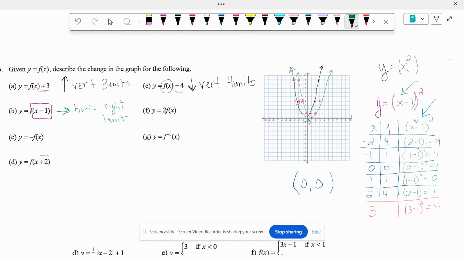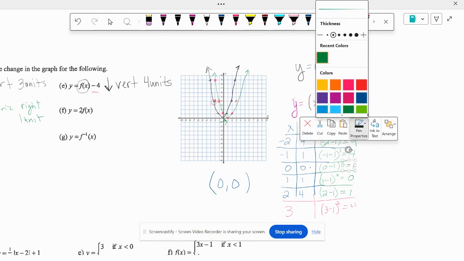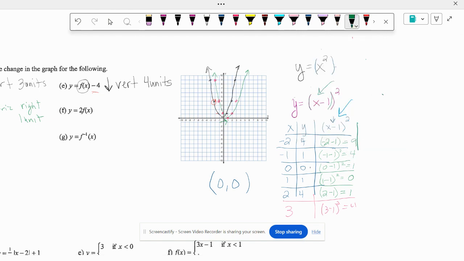So I'm going to jump down to this one down here. So f of x plus 2. Now I have an addition taking place inside of the function. And again, I'm going to show you what it looks like visually. So I'm going to use my parent function. But now I'm going to write x plus 2, the quantity squared, and I want you to see what happens. So we're going to take x plus 2, and we're going to square that.